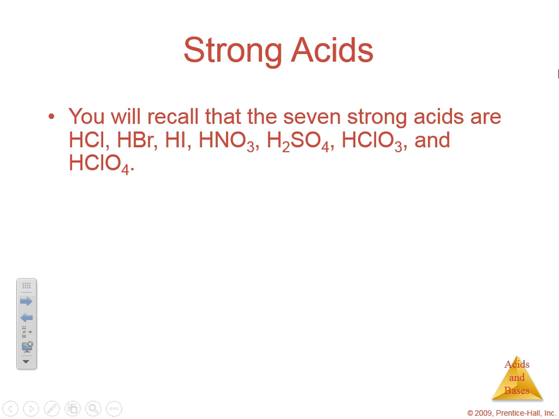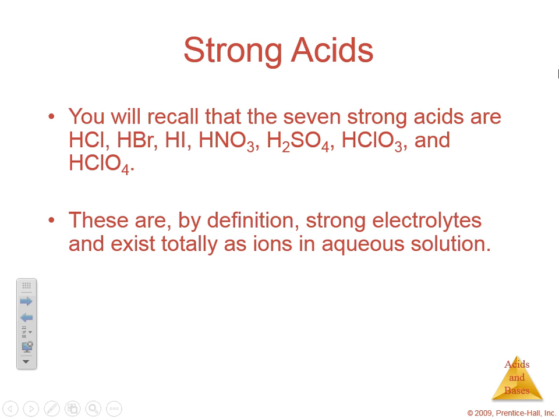Lastly, we have talked about acids and bases, but let's review one last thing in section 16.1. We have strong acids and strong bases. Remember, here are our 7 strong acids: HCl, HBr, HI, the halogens minus F, then nitric, sulfuric, chloric, and perchloric. Those 7 are going to come into huge play when we start figuring out equilibrium constants of acids. Remember, strong acids are great electrolytes and exist as ions in aqueous solutions.